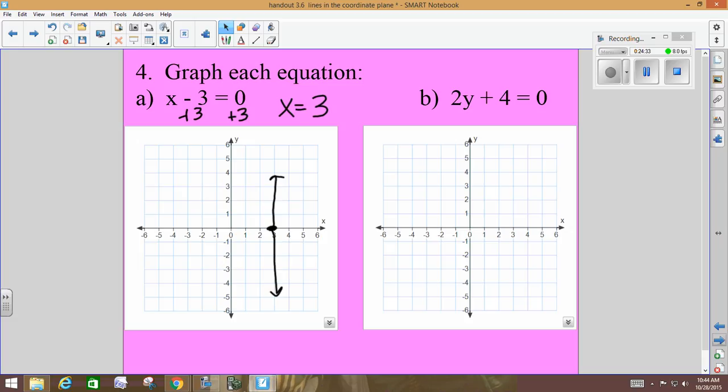B, 2y plus 4 equals 0. What should I do to start graphing this thing? Yeah, solve it for y. When you have two variables, x and y, solve it for y. But if you only have one variable, you got to solve it for that variable. This line is y equals negative 2. So I go to the y-axis at negative 2.